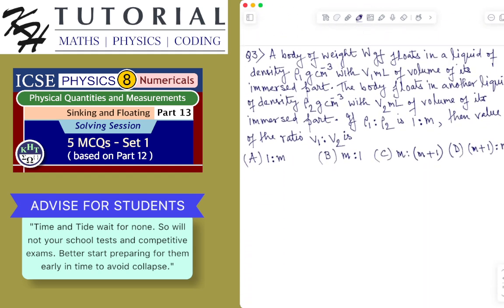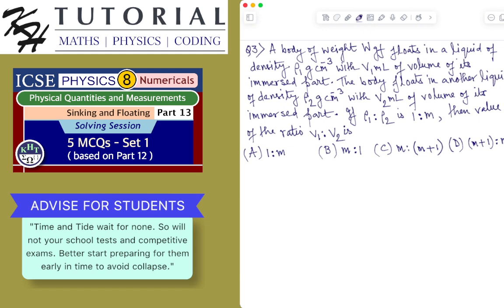Question number 3. A body of weight W gram force floats in a liquid of density rho 1 gram per centimeter cube with V1 mL of volume of its immersed part. The body floats in another liquid of density rho 2 gram per centimeter cube with V2 mL of volume of its immersed part. If rho 1 is to rho 2 is 1 is to m, then the value of the ratio V1 is to V2 is.